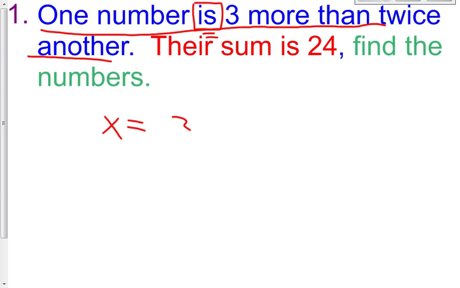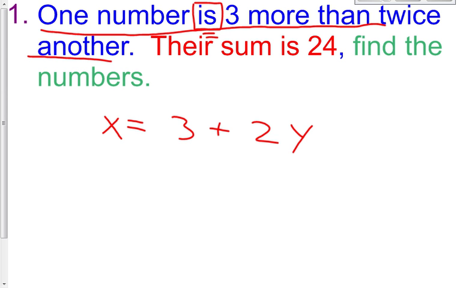So 3 more means 3 plus twice another number. We don't know what that other number is. We called one number x, we'll just call the other number y. So twice the other number would be 2y. So there's our first equation. That takes care of the blue English sentence. We now wrote it as a math sentence: x equals 3 plus 2y.